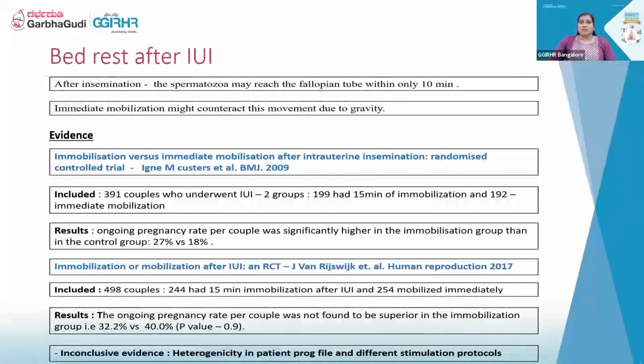Again, this study was replicated in 2017, in an article published in Human Reproduction, where they studied 244 couples with 15 minutes of immobilization after IUI, and 254 couples who were mobilized immediately. This study showed that there was no significant difference.